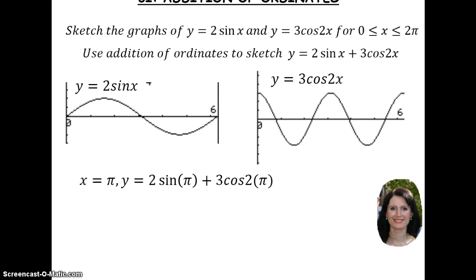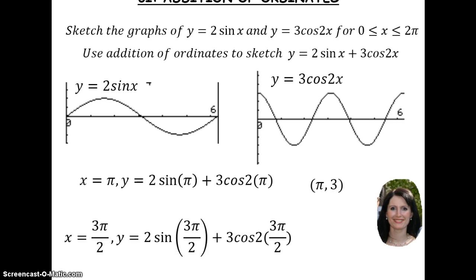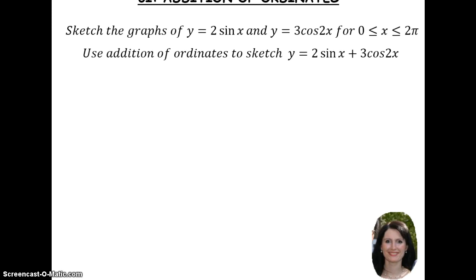Let's now try for pi. Notice that I'm using the points of one of my graphs, plus I did an additional point of pi on 4. When x is pi, y is 2 sine pi plus 3 cos 2 pi, and that is pi and 3. And finally, when x is 3 pi on 2, I get y equals 2 sine 3 pi on 2 plus 3 cos 2 times 3 pi on 2. Which is negative 5. So 3 pi on 2 and negative 5.